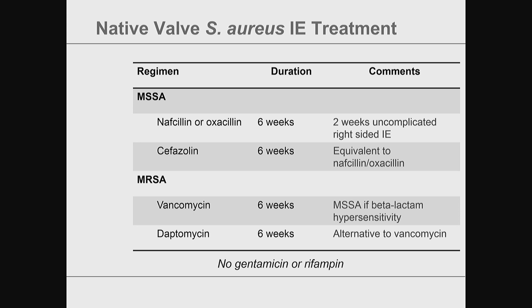While there is an indication to use gentamicin in prosthetic valve Staph aureus endocarditis, rifampin needs to be reserved for once the patient has cleared their blood cultures, because rifampin has a very low barrier to resistance, and therefore you do not want to be treating patients with rifampin if you can avoid it when the patient is actively bacteremic, because then you will just get resistance to that antibiotic.